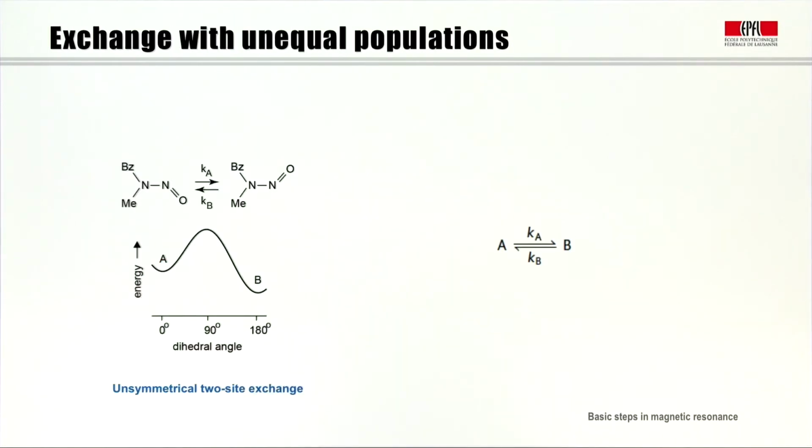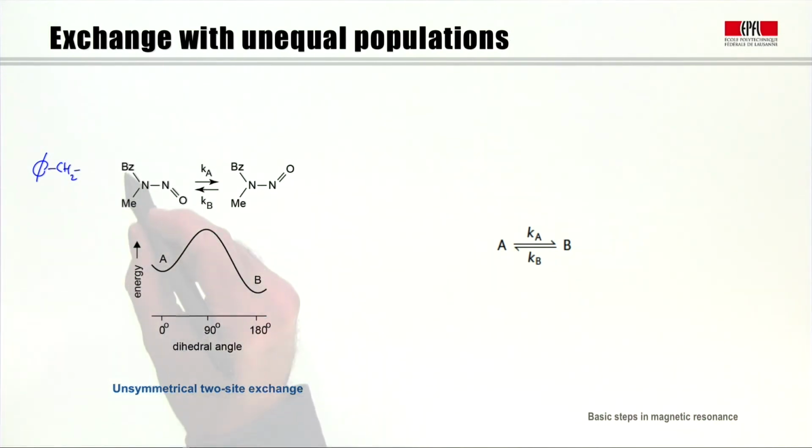We have just discussed chemical exchange between two sites that have equal populations because they have equal energies. But the discussion can be broadened to encompass the more general case where the populations are unequal. So here we have a case where we have on the one hand the same NNO residue, we have the same methyl group, but here we have replaced one of the methyl groups by a benzyl group, which is CH2 attached to a phenyl ring.